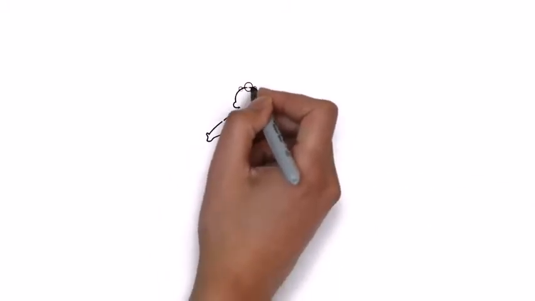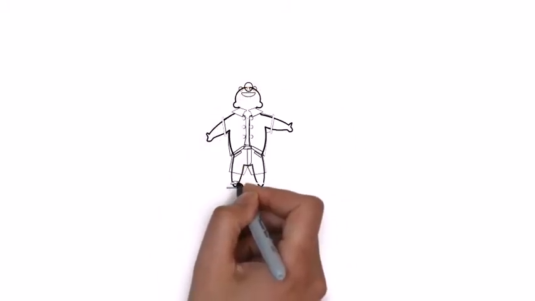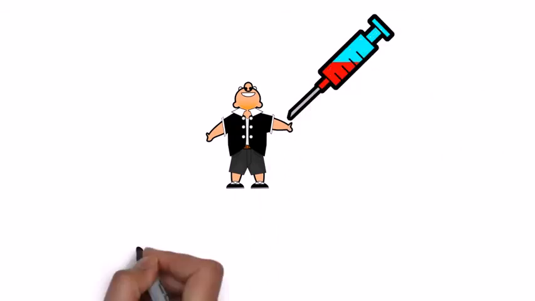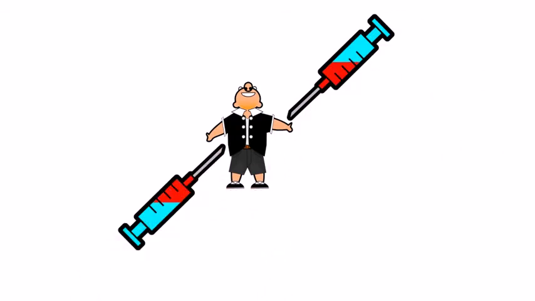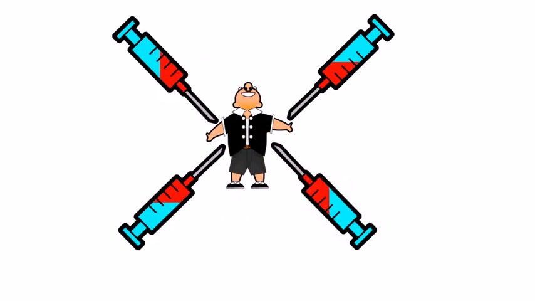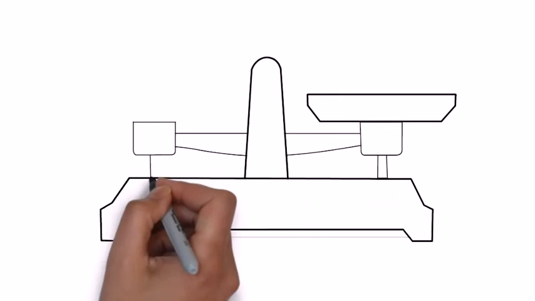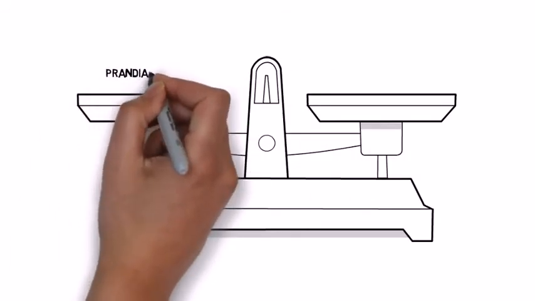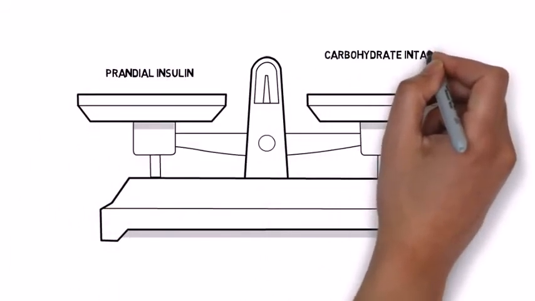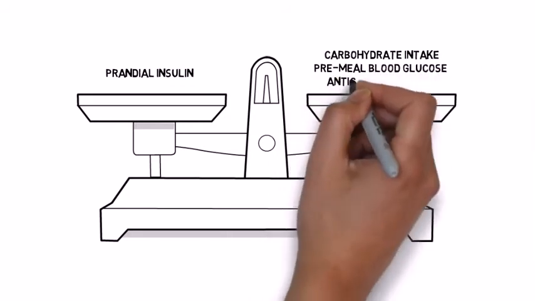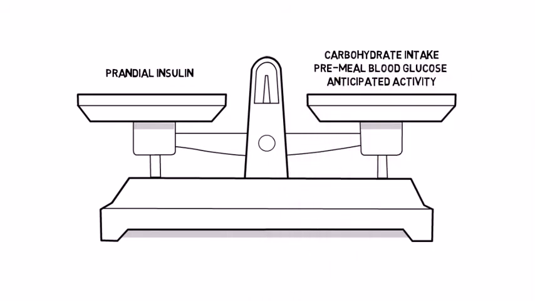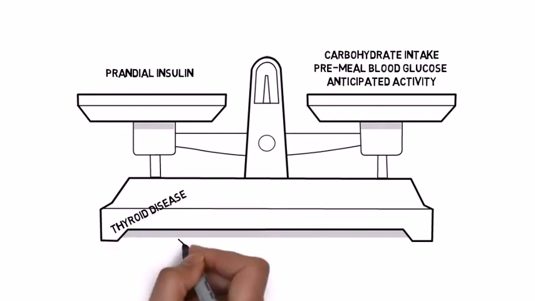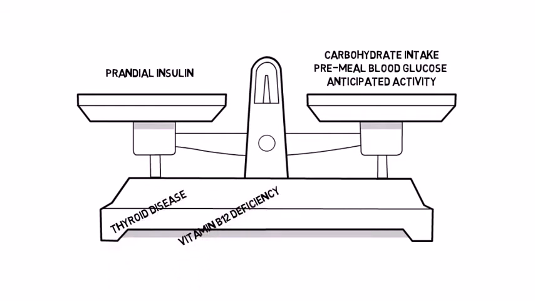What is the overall approach to treatment? For type 1 diabetes, most people should be treated with multi-dose insulin injections and can have up to 3 to 4 injections per day of basal and prandial insulin. Some may be treated with a continuous subcutaneous insulin infusion. Education should include matching prandial insulin to carbohydrate intake, pre-meal blood glucose, and anticipated activity. Screen these type 1 folks for other autoimmune diseases such as thyroid disease, vitamin B12 deficiency, and celiac disease as appropriate.